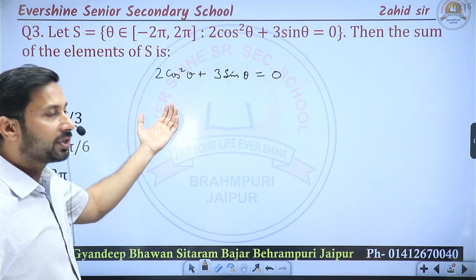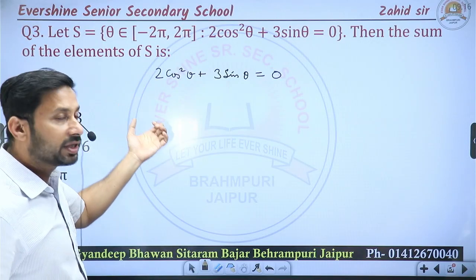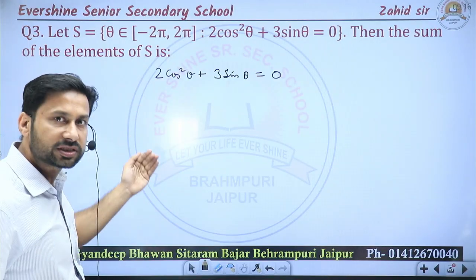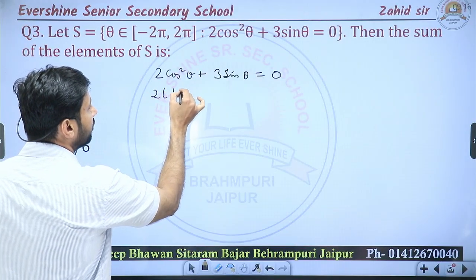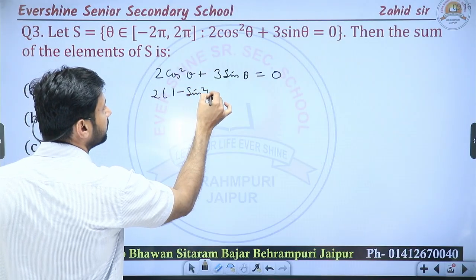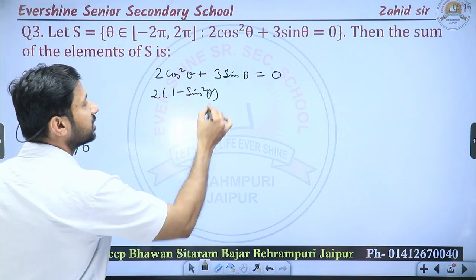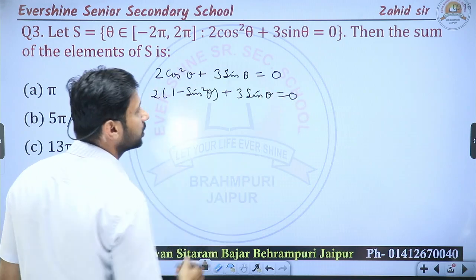Generally we are using trigonometric identities over here. First we have to put the trigonometric identities and make the quadratic equation and then solve. Generally we are using same method in all of the question. So here I can write 1 minus sin square theta. हम cos square को क्या लिख सकते हैं बेटा? 1 minus sin square theta. Okay, now this will be as it is 3 sin theta, which is equals to 0.